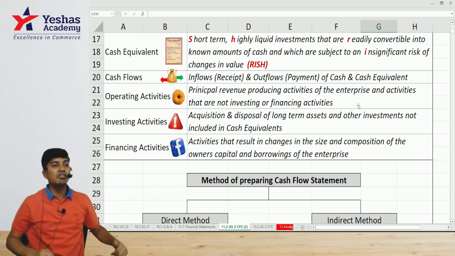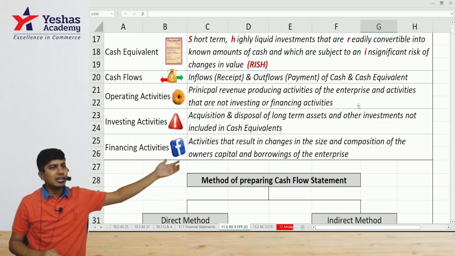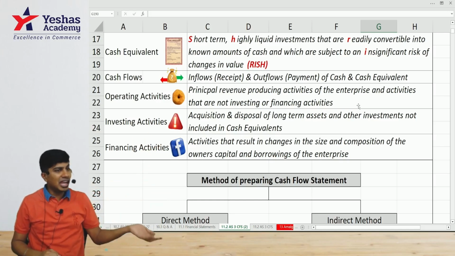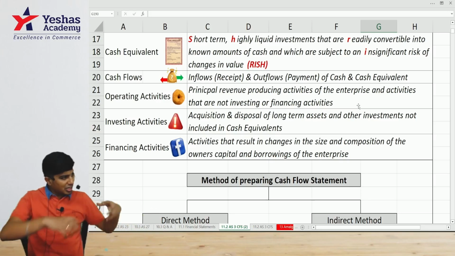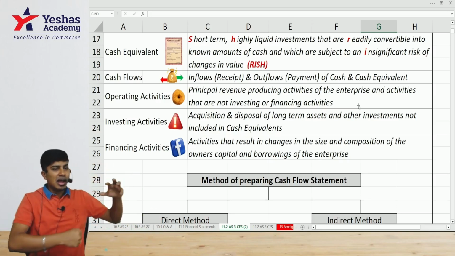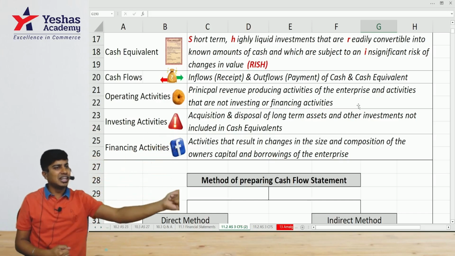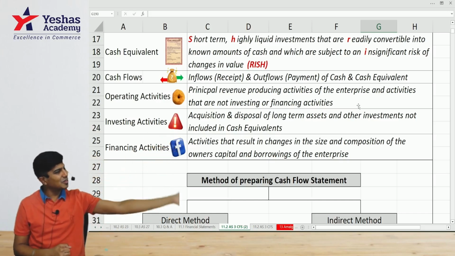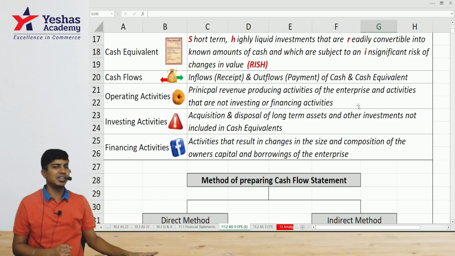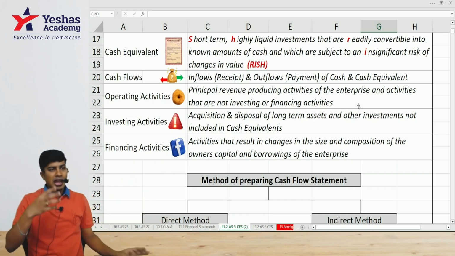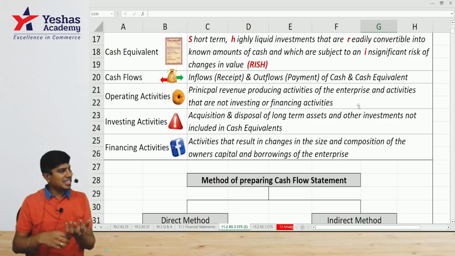Now I'll buy the equipment that is needed. I buy a building. I'll buy the furniture. I'll buy the equipment, machinery, plant, all of these things, motorbike, everything. That is investing activity. After that, finally I start business. Selling the goods, buying the goods, paying expenses, paying rent, all of that is operating activity.